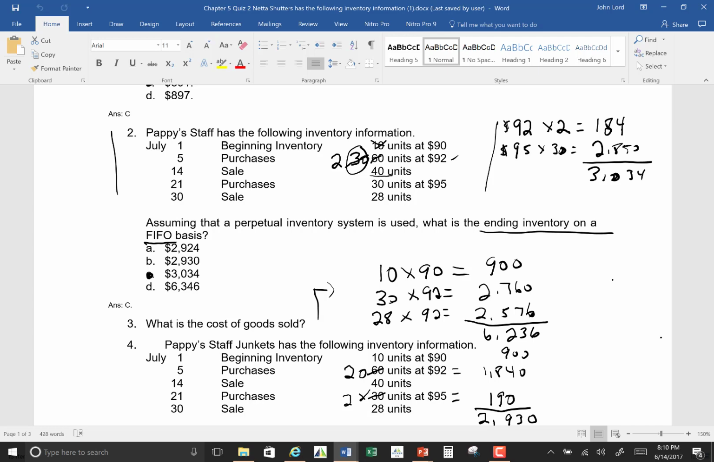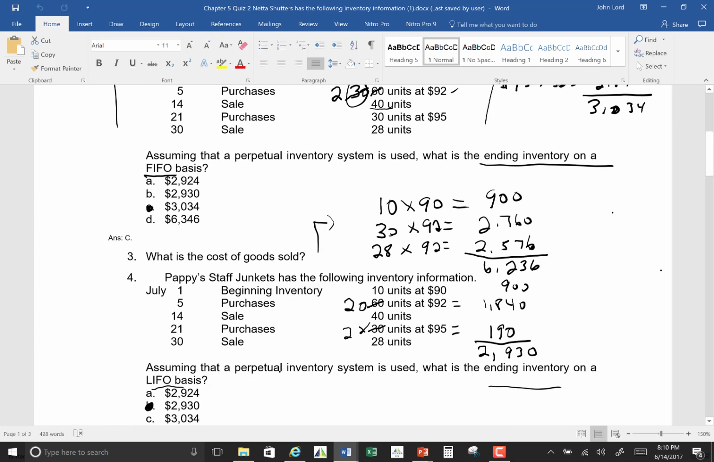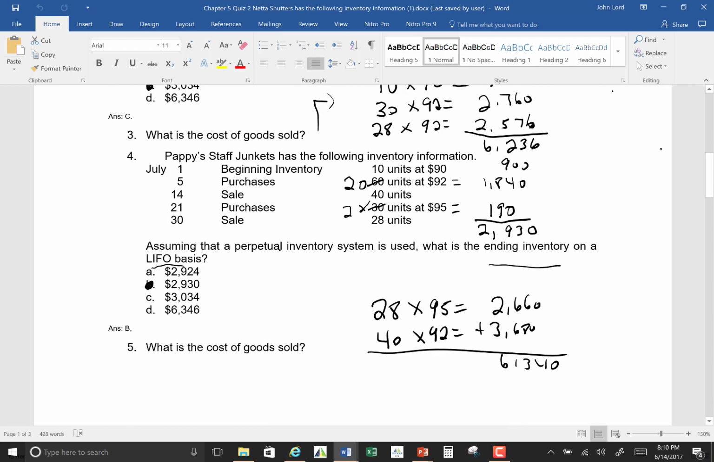Now you look at the next one, number 4 here, and it's the same facts, but now it's going to be LIFO, isn't it? So they want ending inventory under LIFO. I had beginning inventory 10, I purchased 60, and then I sold 40, didn't I? So if I sell 40 under LIFO, it's those ones that I just bought, isn't it? That's the only number I have in the system, so I have to use that number.